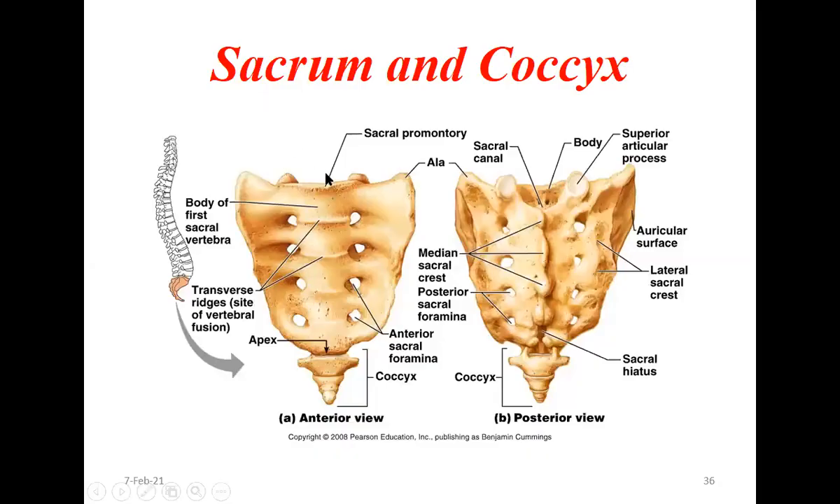Now coming to the sacrum. This is the sacrum here. So the 5 sacral vertebrae are fused here, and here these are the coccyx. The 4 coccyx are fused here. So these are the 9 vertebrae which are fused. Okay, so here you can see the sacrum.